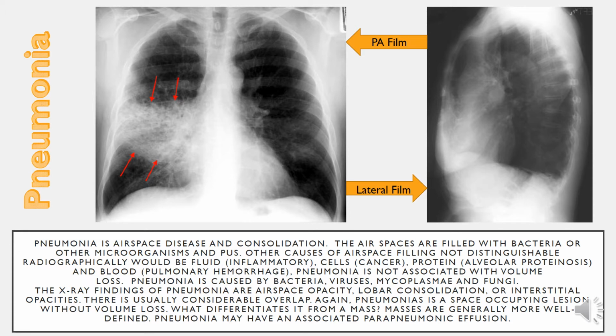Pneumonia is caused by bacteria, virus, mycoplasma, and fungi. The X-ray findings of pneumonia are airspace opacity, lobar consolidation, or interstitial opacities. There is usually considerable overlap. Pneumonia is a space-occupying lesion without volume loss. What differentiates it from a mass? Masses are generally more well-defined. Pneumonia may have an associated parapneumonic effusion.